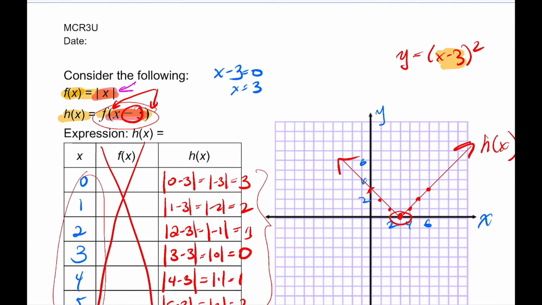So again, with h of x, we want to replace f of x with my function. So my function here is the absolute function. But what's inside my function? Notice what am I taking the absolute value of? In this case, it's not just x, but x minus 3. So you can think of it as whatever's inside my brackets, I'm going to put inside whatever that function is. In this case, the absolute value.